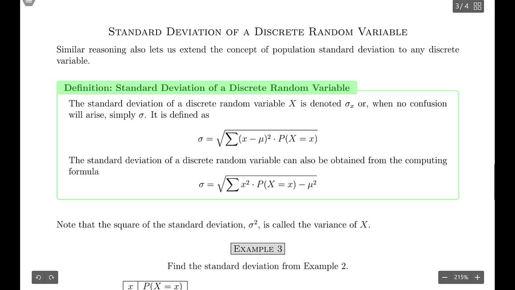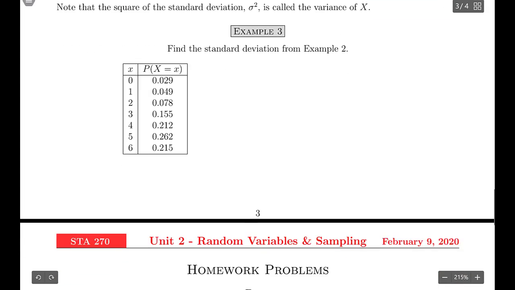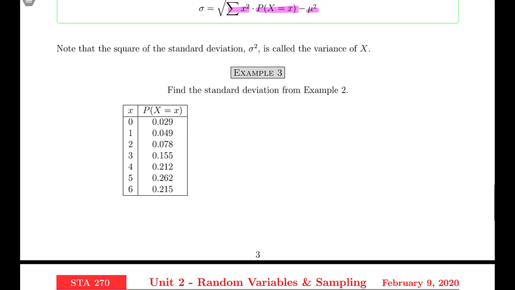Calculating the standard deviation for a discrete random variable is simply the square root of the sum of all the x values squared times their individual probabilities, minus the mean squared. We will see that here in example 3, and then we'll be done with this set of notes. So this is a fairly short set. I'm going to first create 2 columns. The first column is just x squared, so we're taking all the values in this column and squaring them.